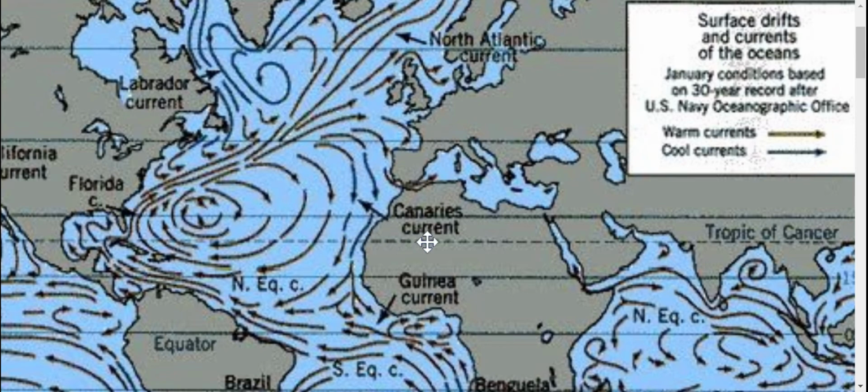What does this dashed line represent? Look all the way across. Tropic of Cancer. So if this is the Tropic of Cancer, think about what that means when it comes to the temperature outside.